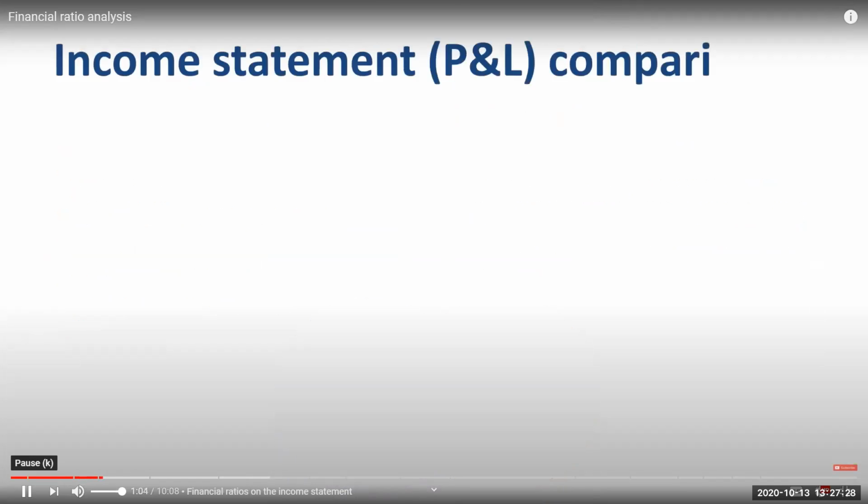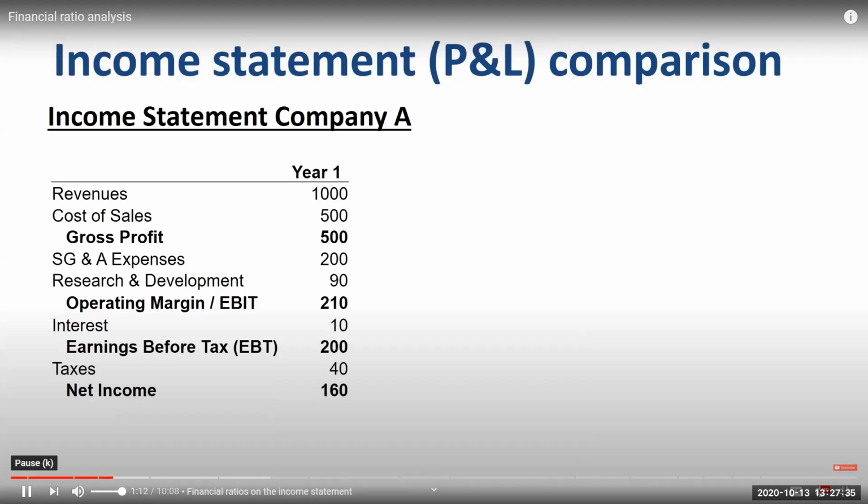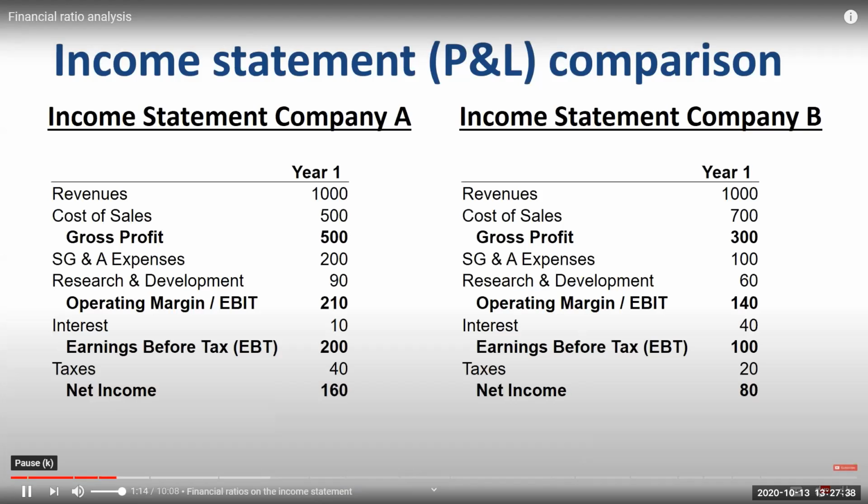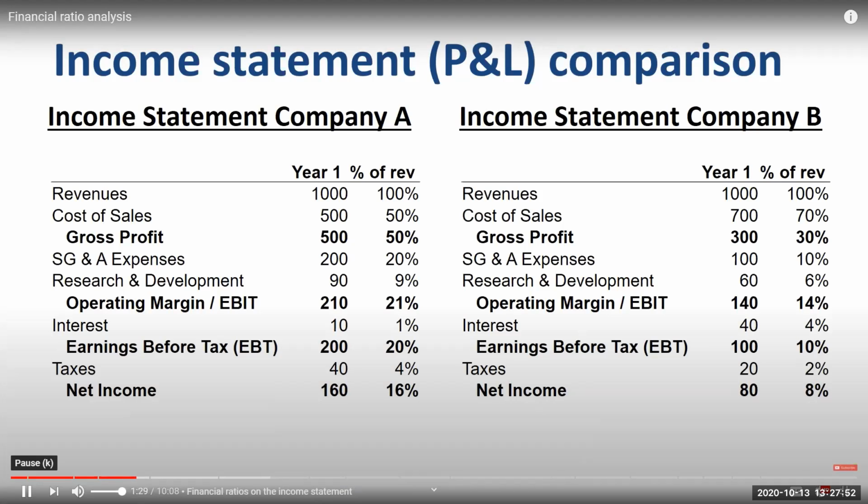Part 1. Financial ratios that only focus on the income statement or profit and loss statement, P&L. Let's compare the income statements of two fictitious companies, which unlike real-life companies have nice round numbers in their financial statements. The first step in financial ratio analysis of the income statement is to make everything relative. Relative to sales, that is. Each of the cost line items and profit subtotals is expressed as a percentage of revenue. Let's see what the financial ratios tell us.